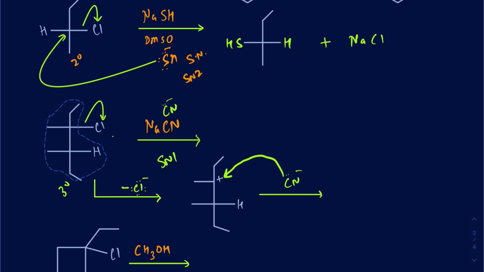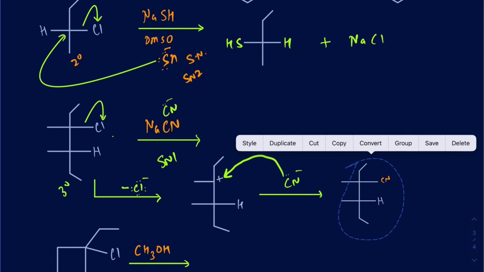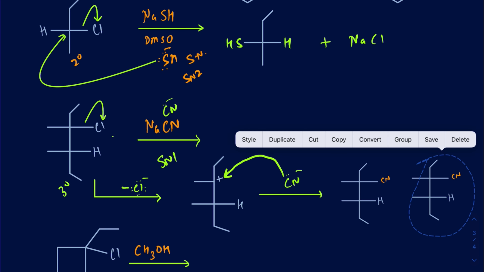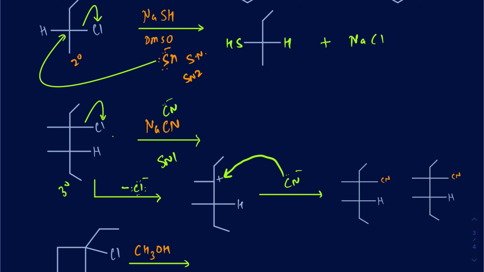So maybe I can just draw this right here. Keeping everything else to be the same, I can have very well the CN onto this side. So that's one of your products. And then I can also have the CN on the other side. That would be your other product. So get rid of that. So I have a CN here. Let me just change.